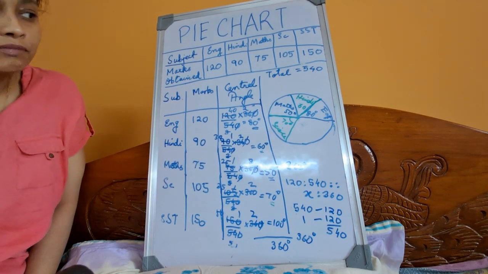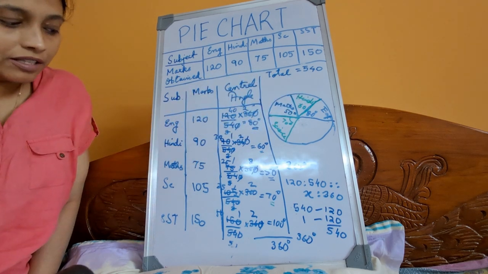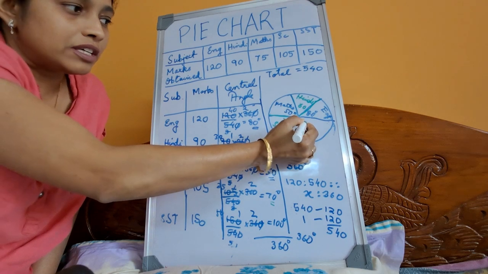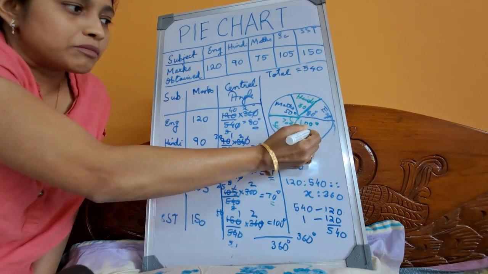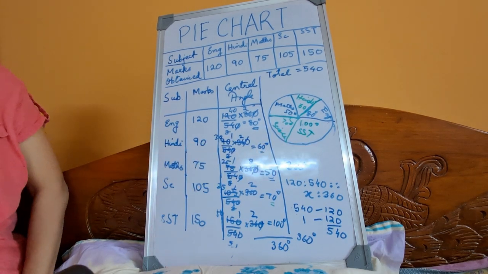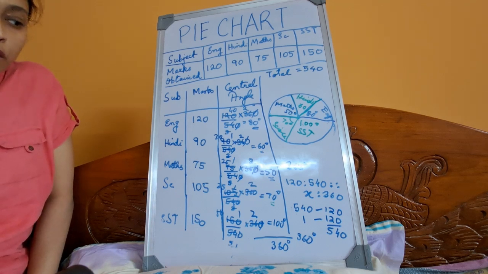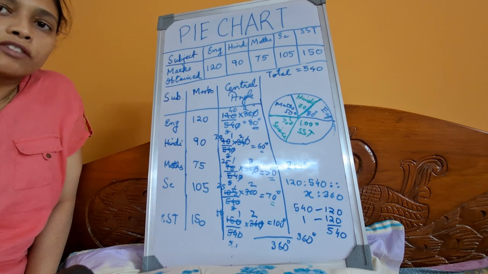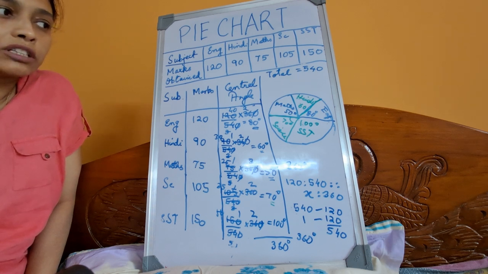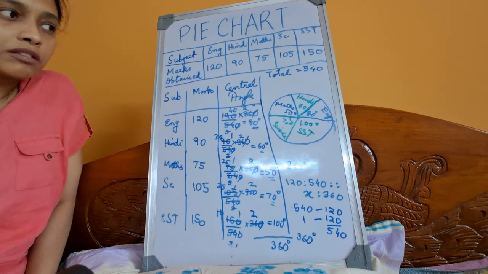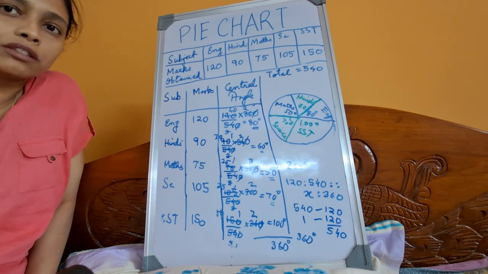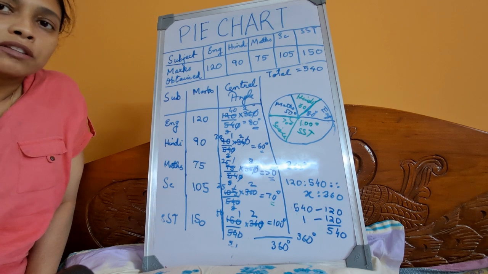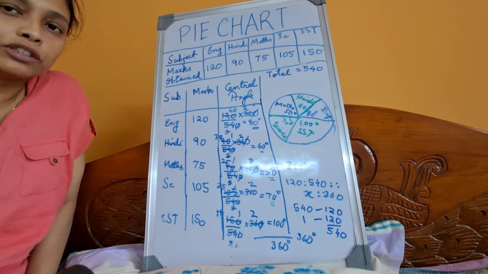Now we have drawn all four angles. Automatically the fifth is going to be 100 degrees. If you measure this, you will see that it is 100 degrees and it represents social studies. I hope it is clear. You can pause the video here and look at the calculations and repeat the video to see how to construct the pie chart. We will try solving two more sums so that you get a better understanding of the topic.